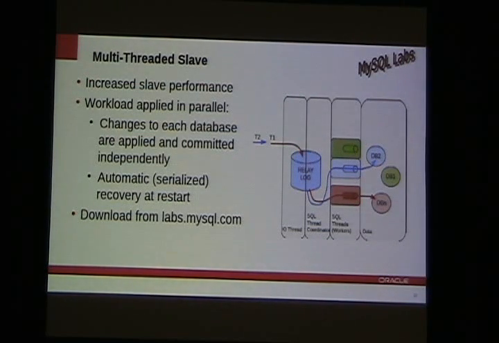Before this patch, the slave only used one thread to apply, and if you have a very high load, then the slave might lag. It might have problems applying all the things that are coming to it. With this patch, changes to each database are applied and committed independently. So each database that comes to the slave gets its own thread and applies it. So we are applying stuff in parallel on the slave.